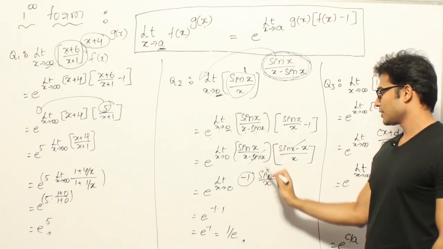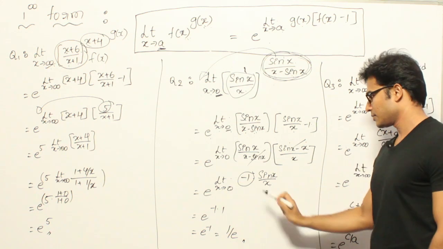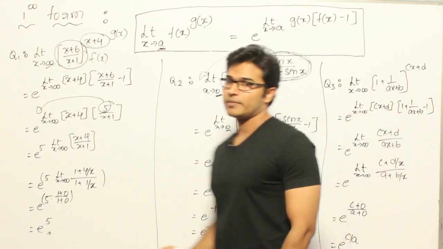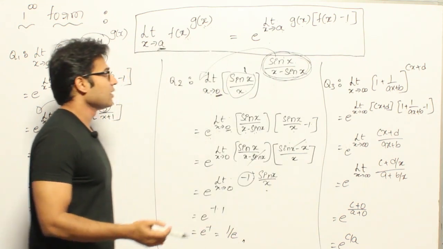Now what did you get? Sin x by x. So limit x tends to 0, sin x by x, you know it is 1. Therefore it is e power minus 1, which is 1 by e. So 1 by e is the answer for this one.